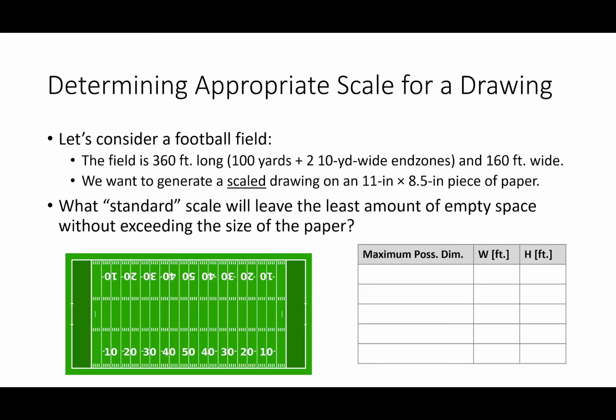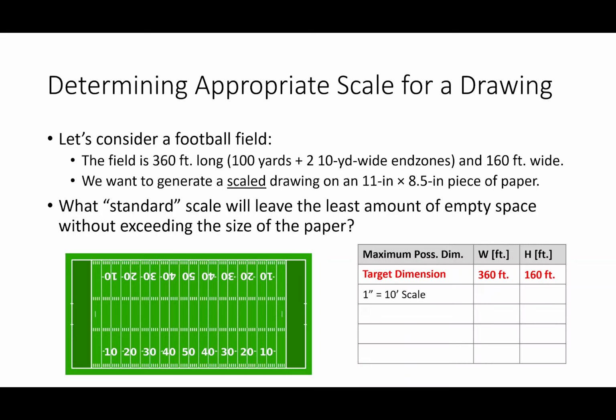So what I want to do is figure out what scale I should print this drawing at, such that I'm maximizing the use of the page but the football field actually fits on the sheet of paper. We're going to use an 11 by 8.5 as our standard. I want to print this on a sheet like this. So our target dimension for the sheet is going to be the size of the football field, 360 feet by 160 feet. Everybody with me so far?